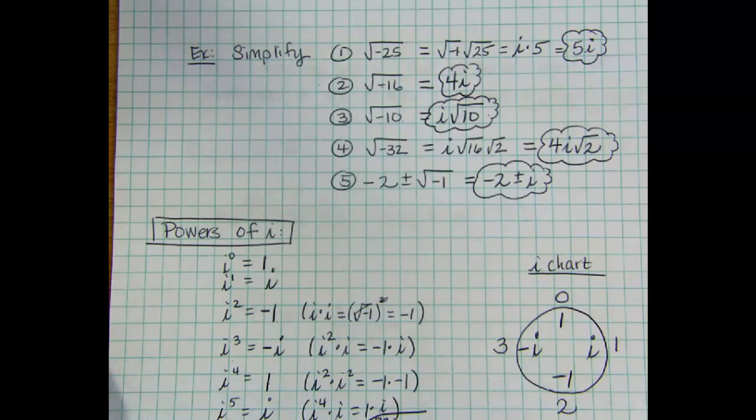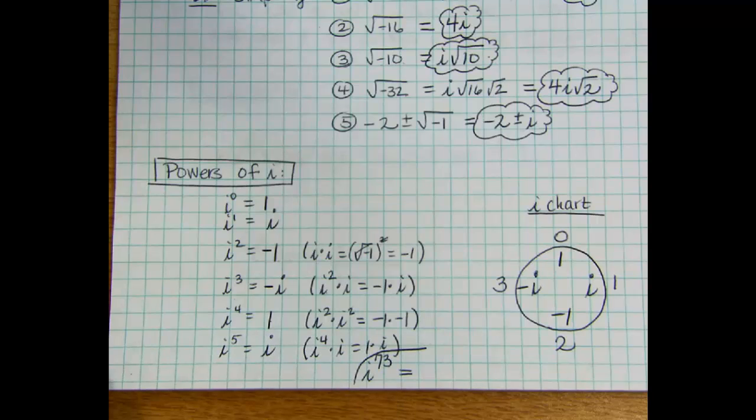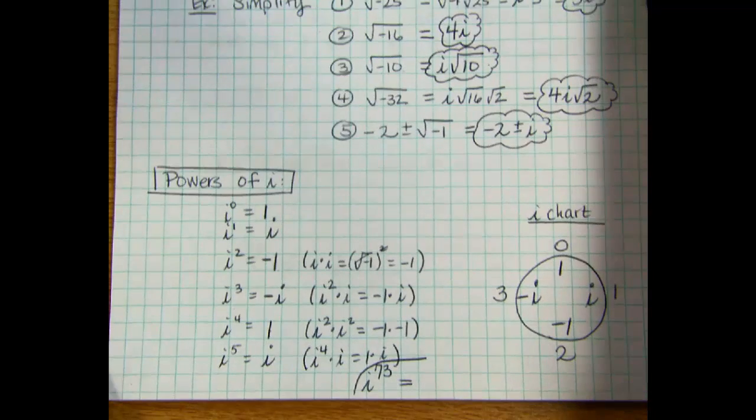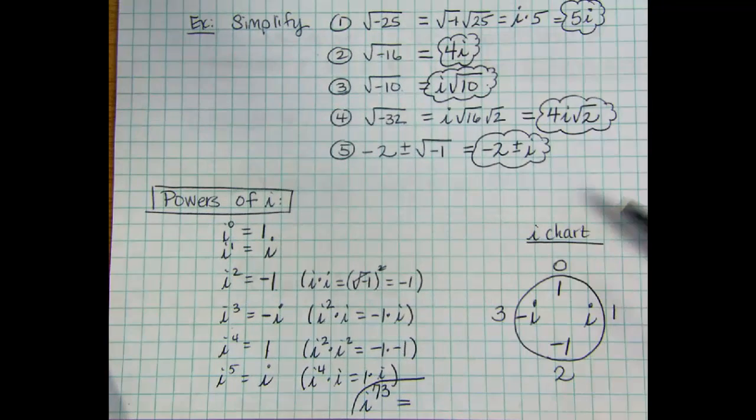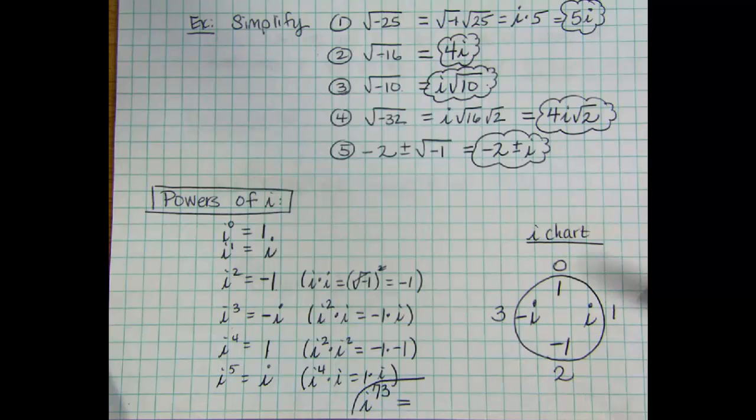And that's fine. Now what happens though is sometimes you're asked for bigger numbers. So what if I ask you to find I to the 73rd? Well, you're not going to want to count around to 73. You could, but you're likely to make mistakes. And so what you can do instead is notice that there are 4 possible exponents and 4 possible answers when you use this modular arithmetic.